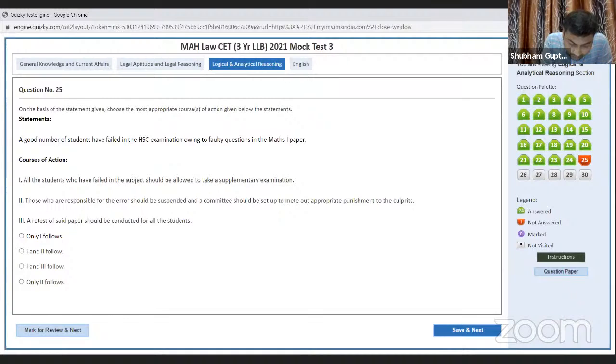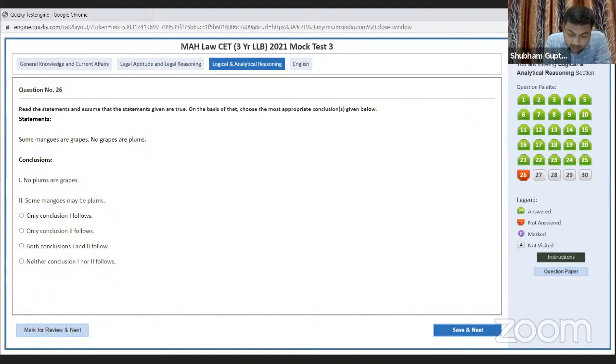Statement and course of action. A good number of students who have failed in the HSC examination owing to a faulty question paper in maths paper 1. All the students who have failed in the subject should be allowed to take a supplementary examination. They should be. Those who are responsible for the error should be suspended. That is also true. A retest of the said paper. So now either it should be a retest or it should be a supplementary paper. It cannot be both from what I understand. So either it should be 1 or 2, or 2 or 3. And we do not have a 2 or 3. So it has to be 1 or 2.